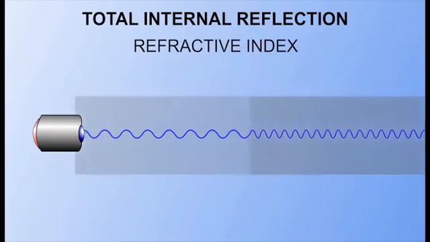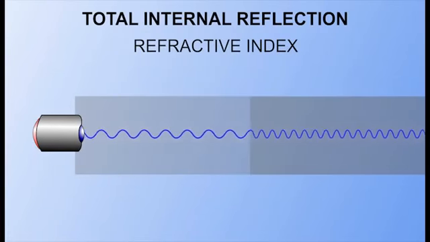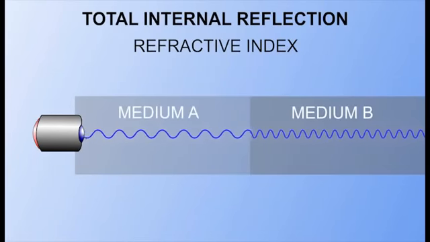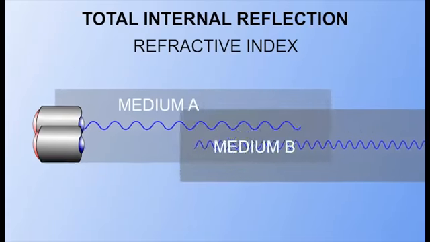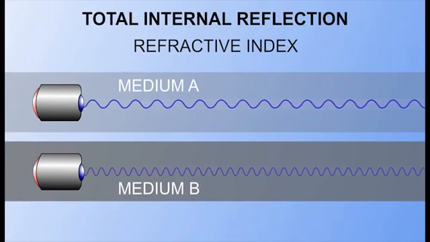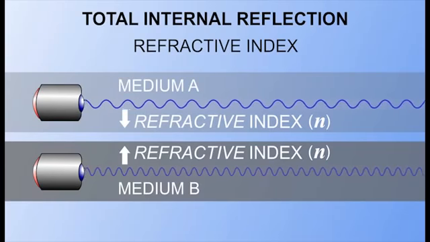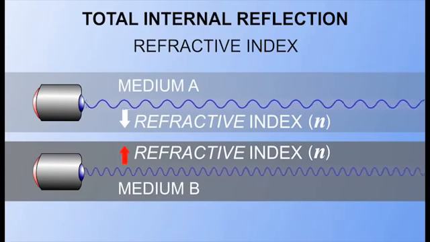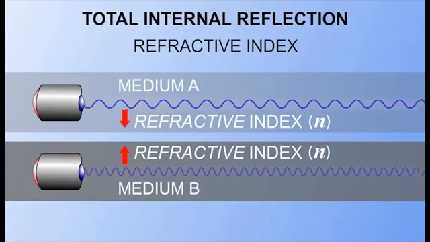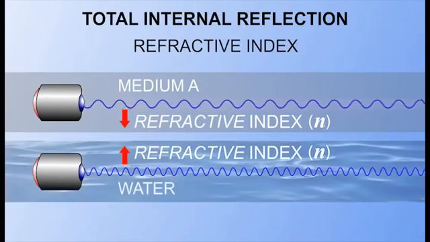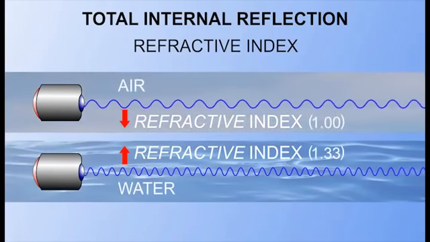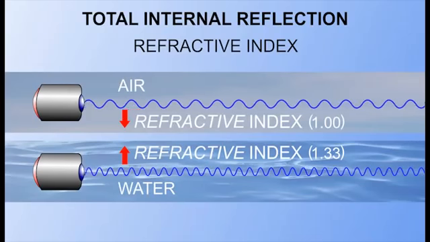Here we see a light wave as it propagates straight through two different mediums. The speed of the light wave changes depending on the medium through which it passes. Medium A and medium B each have a different refractive index, designated by a lowercase n. Medium B, with the slower moving light wave, has a higher refractive index than medium A. For example, water has a higher refractive index than air. A wave propagating through water will travel at a slower speed than the same wave in air.